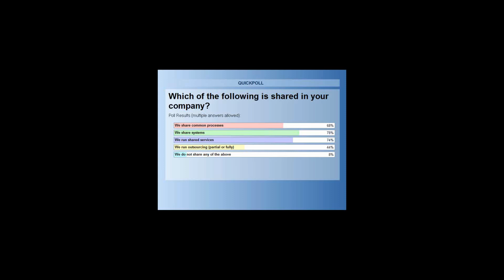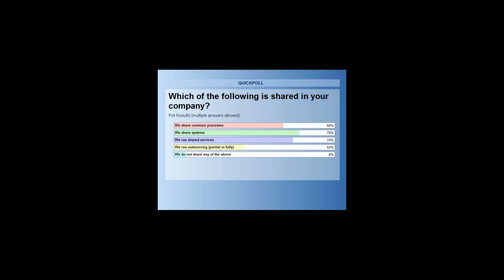So coming up on your screen now, 78% of you share systems, followed by 74% of you running a shared services organisation, and then 68% sharing common processes, and 44% running outsourcing either partially or fully. So interesting results. Try and hold on to those results, because we're going to do a bit of a comparison with a later question. Back to you, please, Phil.